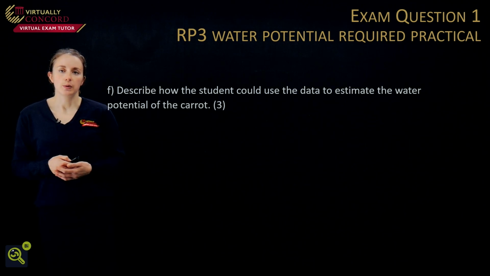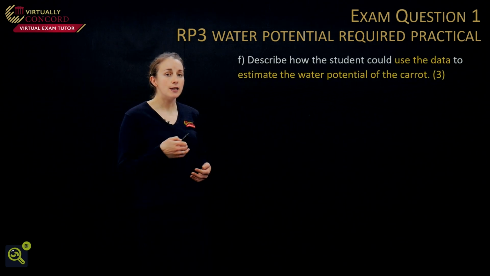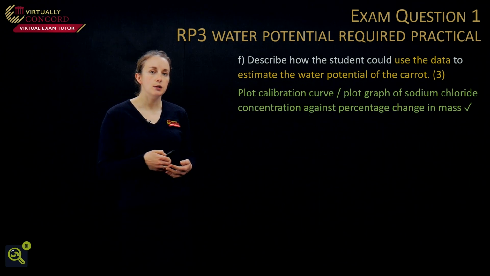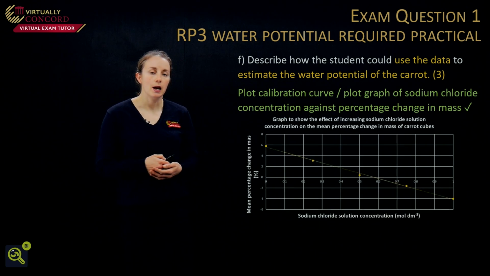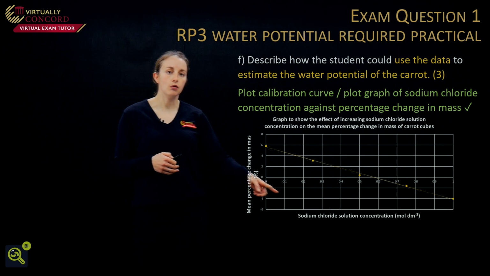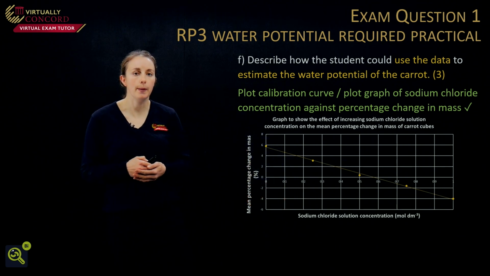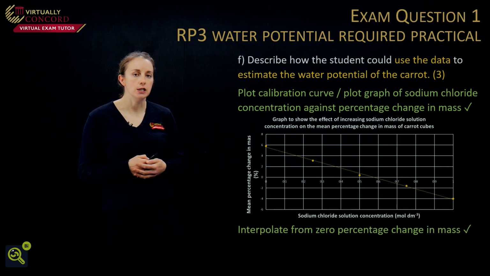And then the final part of this question asks you to describe how the student could use the data to estimate the water potential of the carrot cells. And this is a really classic Required Practical 3 question, and it's asking you to use a calibration curve to estimate water potential. And all we mean by a calibration curve in this case is a graph of sodium chloride solution concentration against mean percentage change in mass.